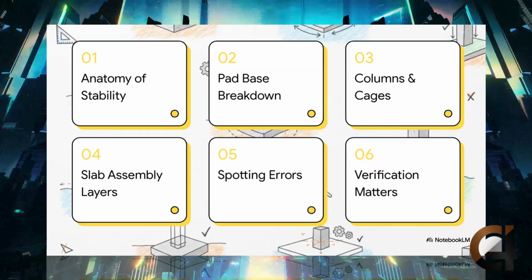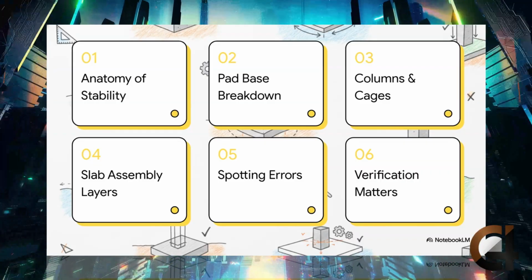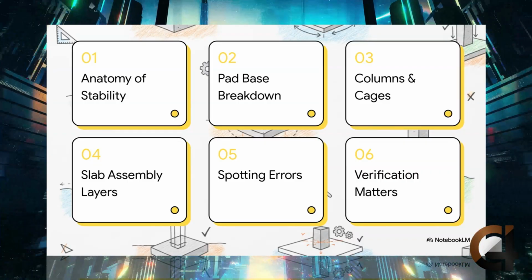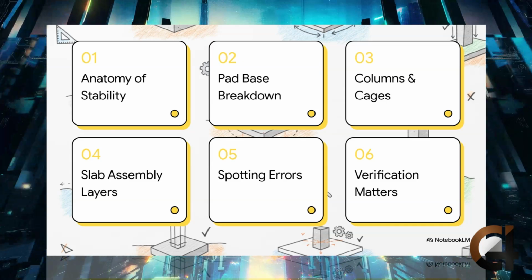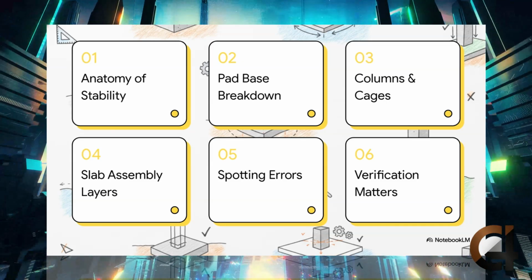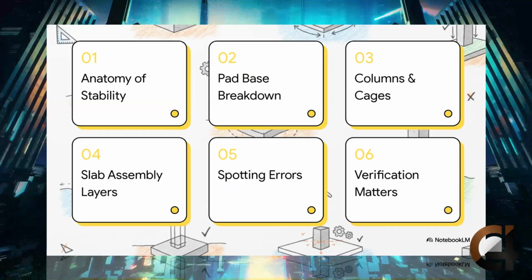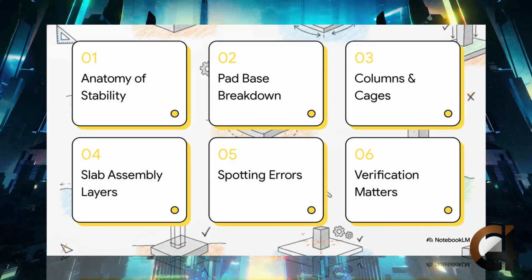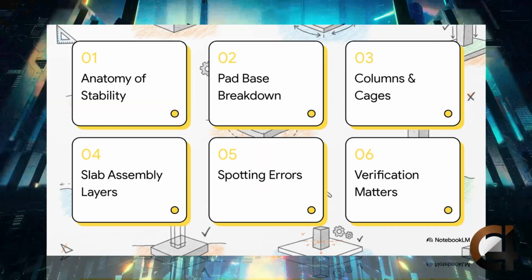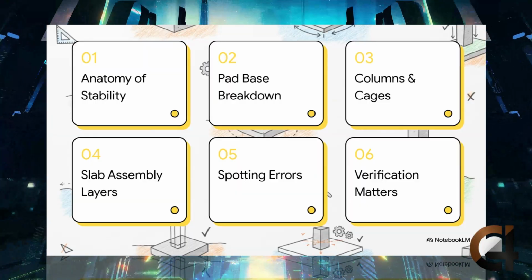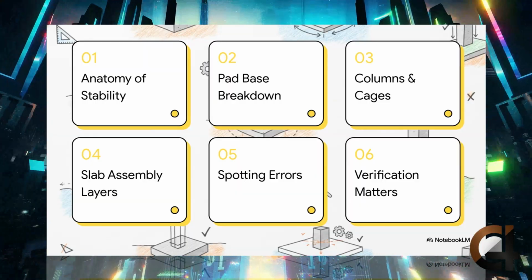Okay, let's dive into this. Here's our agenda for today's explainer. First, the anatomy of stability, then the pad base breakdown, followed by columns and reinforcement cages, and the slab assembly layers. After that, we'll do some detective work, spotting the diagram errors, and wrap up with why professional verification matters.